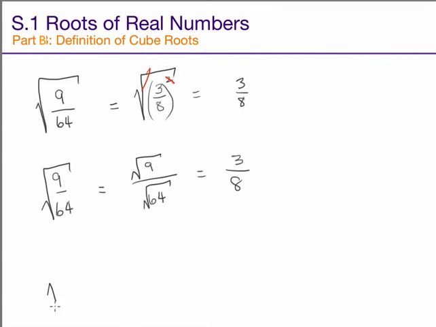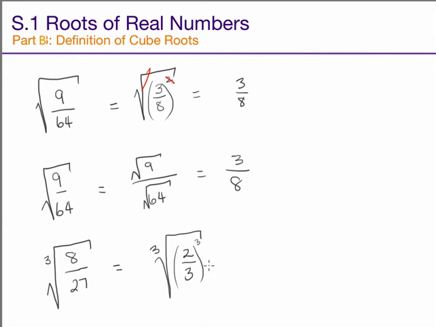What about the cube root of 8 over 27? I have the same options here. I can either think of this as the cube root of the fraction I have to cube to get 8 out of 27. That turns out to be 2 over 3. Cubing and uncubing cancel each other out. So my final answer is 2/3.